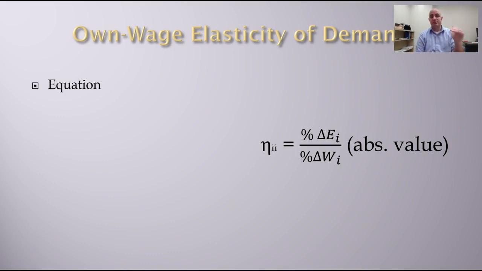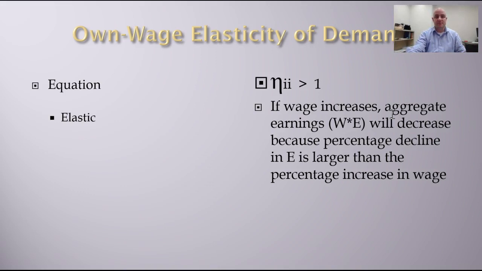As wage went down, the number of workers demanded went up. As wage went up, the number of workers demanded went down. So it's always going to be negative. As wage goes up, employment goes down, and vice versa. And so for this case, we're going to look at this in terms of just absolute value.